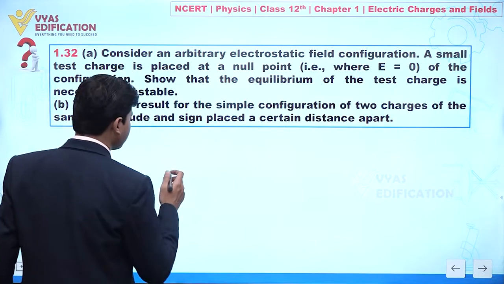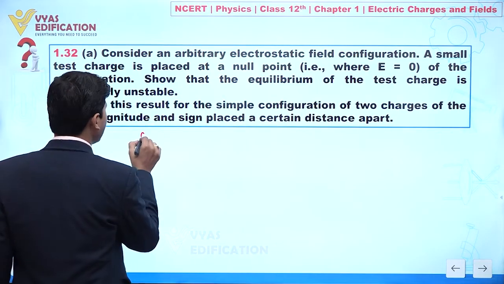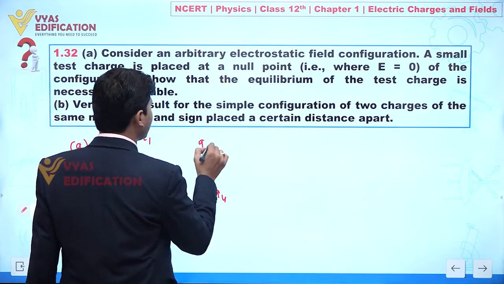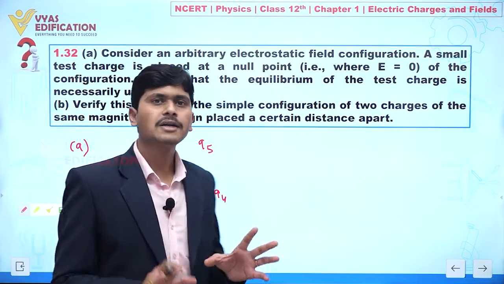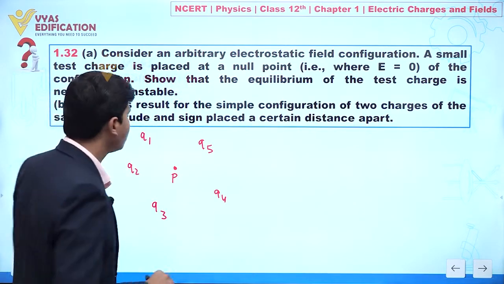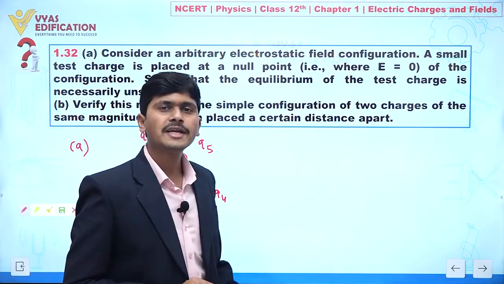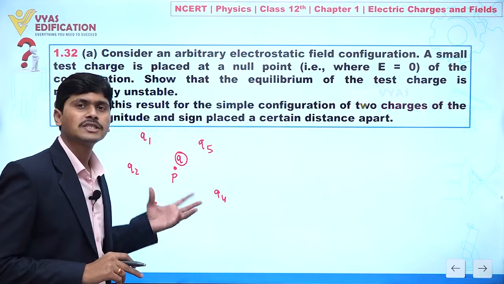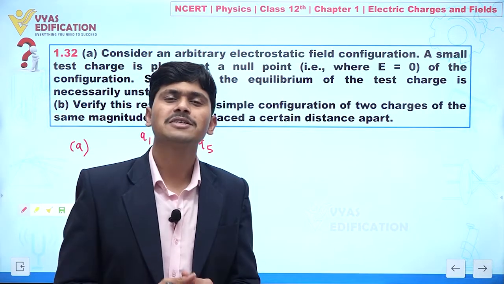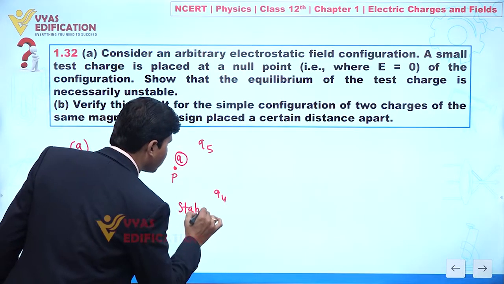Let's suppose we have any configuration, we don't know, say Q1, Q2, Q3, Q4, Q5. We don't know what the configuration is, but we have a point. Let's suppose this is point P where we have net electric field 0. Clear? Let's suppose we place a charge Q at this point. Definitely when electric field is 0, there is no net force acting on this charge, and we are assuming, let's suppose, it is in stable equilibrium.